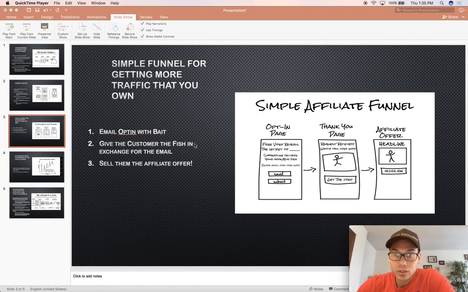But we have our opt-in page. They give us the email. We give them the free PDF, free video. And then our next sequence in the email would be our affiliate offer. It's going to be something lower on the value ladder, and I'll show you in the next slide what exactly a value ladder is. So let's go to that.